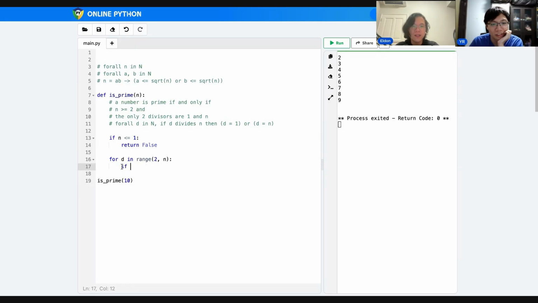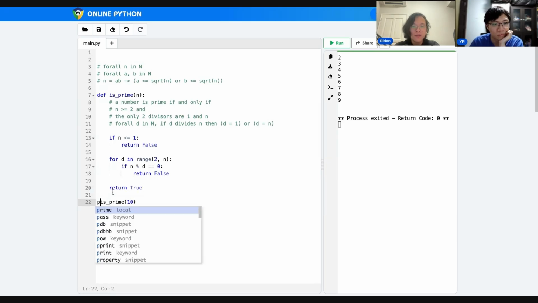So we're going to say this: if n mod d is 0, in other words there's no remainder, then we know for a fact d cleanly divides n. So then we're going to return false. Otherwise, at the end of it, we didn't find a divisor, so we're going to return true.